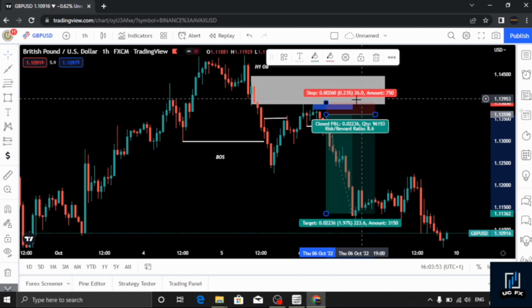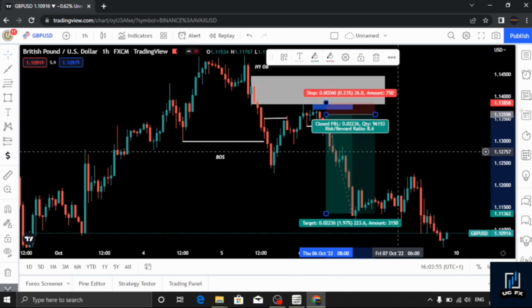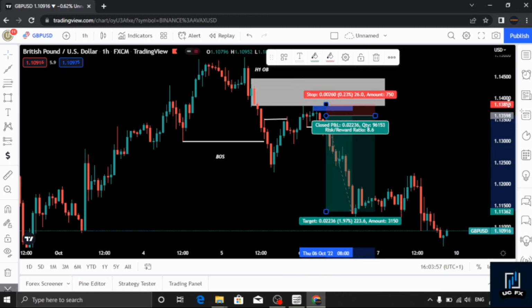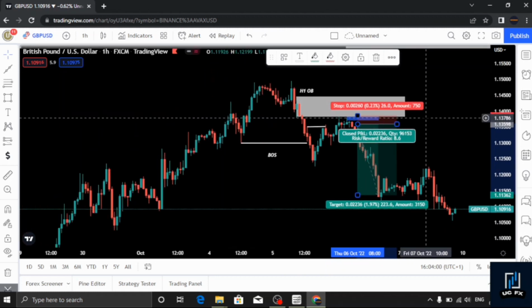So this is actually how you can refine your order blocks right from the higher time frame down to the lower time frames. So just play this video back over and over again to actually understand this concept.